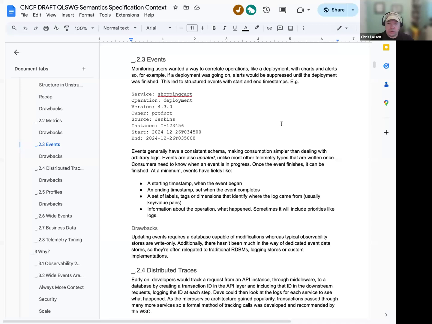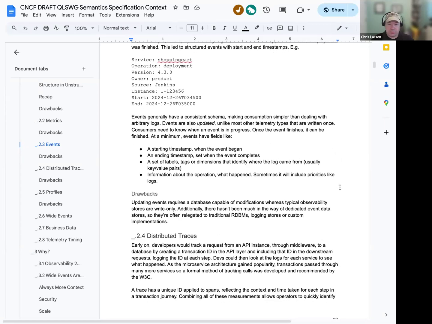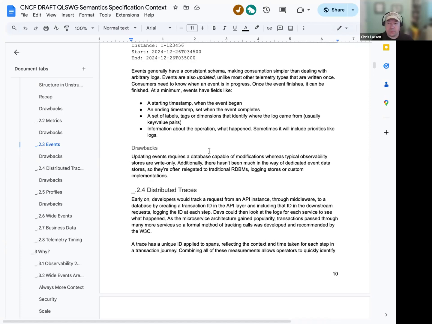The issue with events is that you need a database capable of modifications because an event has a start and an end time. In order for it to be useful, you generally want to push the event as soon as it starts and have that be able to be queried. But then after the event is over, you want to update that end time so that it can roll on into the past off the charts. Not too many observability systems support updates very well. A lot of the focus has always been on write once, read many times, just because of the vast amount of information that we get. So those are the kind of drawbacks there. Usually people return to logging stores or traditional RDBMSs to store that information.